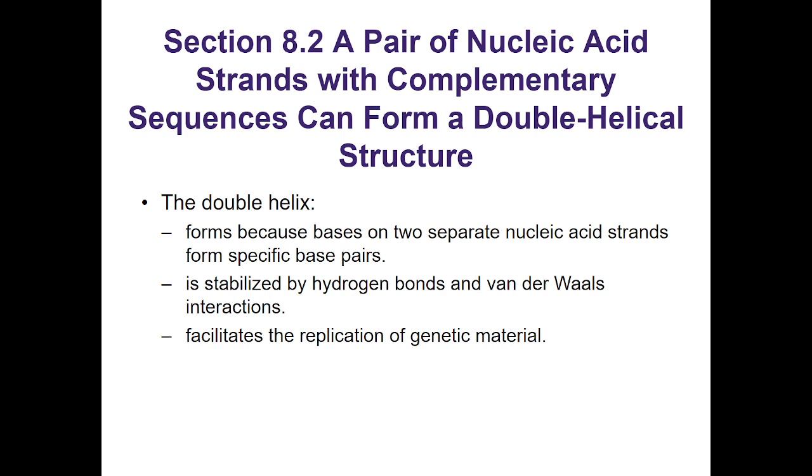This is going to form a double helical structure. The double helix is going to form because the bases on 2 separate nucleic acid strands are going to form specific base pairs. That's that ATCG that you probably are familiar with, right? And this is going to be stabilized by the hydrogen bonds, but also the van der Waals interactions, which oftentimes get forgotten. Those are those dispersion force interactions, by the way. This is going to facilitate the replication of genetic material. This is why this works as a pattern or blueprint, because you can copy the exact sequence over and over by matching up the bases.